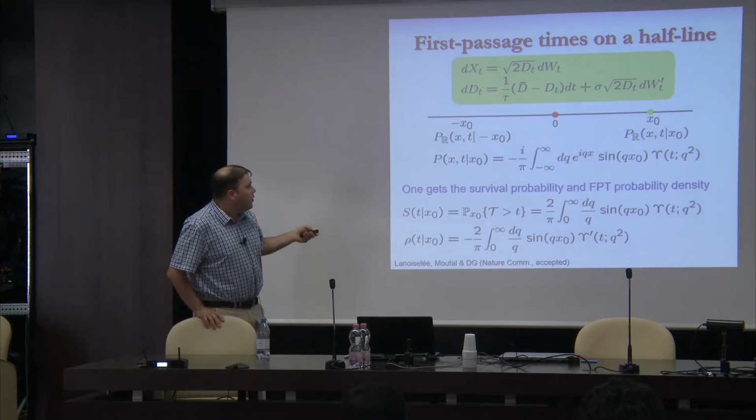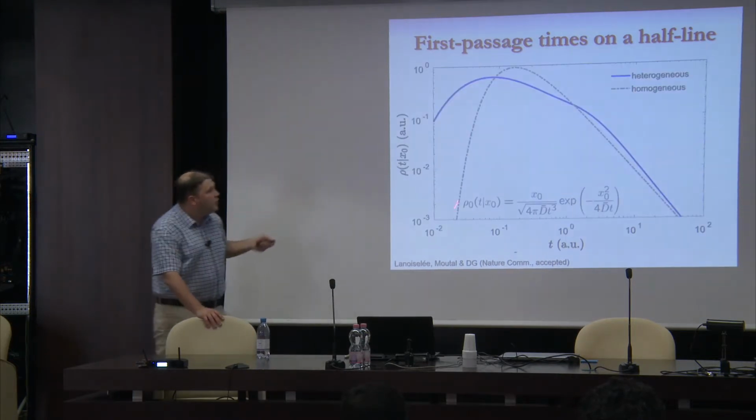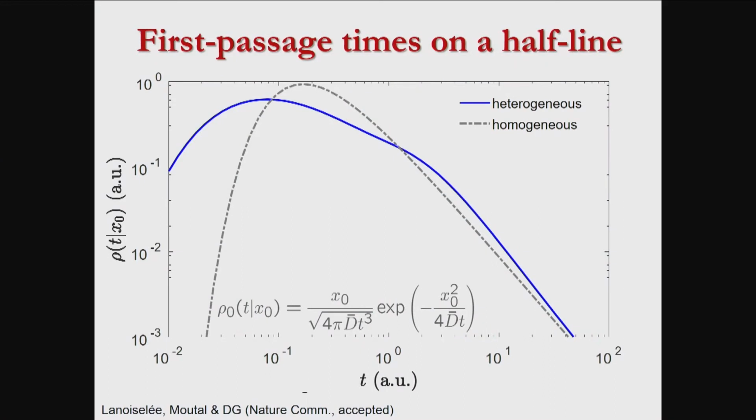So let me show how the distribution of the first passage time looks in the one-dimensional case on the half line. The gray curve is the standard solution for homogeneous diffusion, given here, and the blue one is the solution for the heterogeneous one. This is just for some choice of parameters, it doesn't matter here.